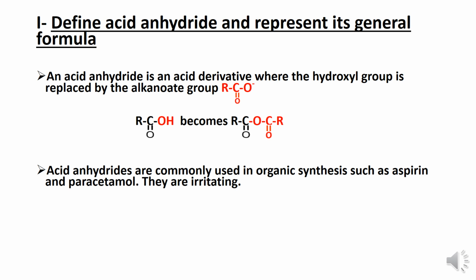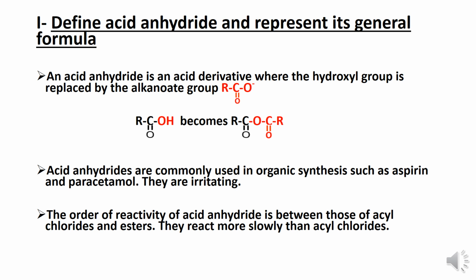How are acid anhydrides used? Acid anhydrides are commonly used in organic synthesis such as aspirin and paracetamol. They are irritating. Why are they irritating? Because they are very active. The order of the activity of acid anhydride is between those of acyl chlorides and esters. They react more slowly than acyl chloride.